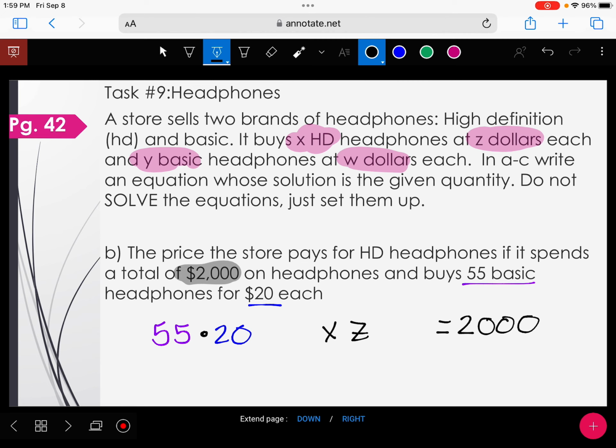I always put a little crossbar on my Z, otherwise it starts to look like a 2. That's the only reason I do that, because my Z's and my 2's are shockingly close. So that's all the little line is on my Z. It's just to make it real clear that's a Z. And then we take our basic headphones and we take our HD headphones and we combine them together.